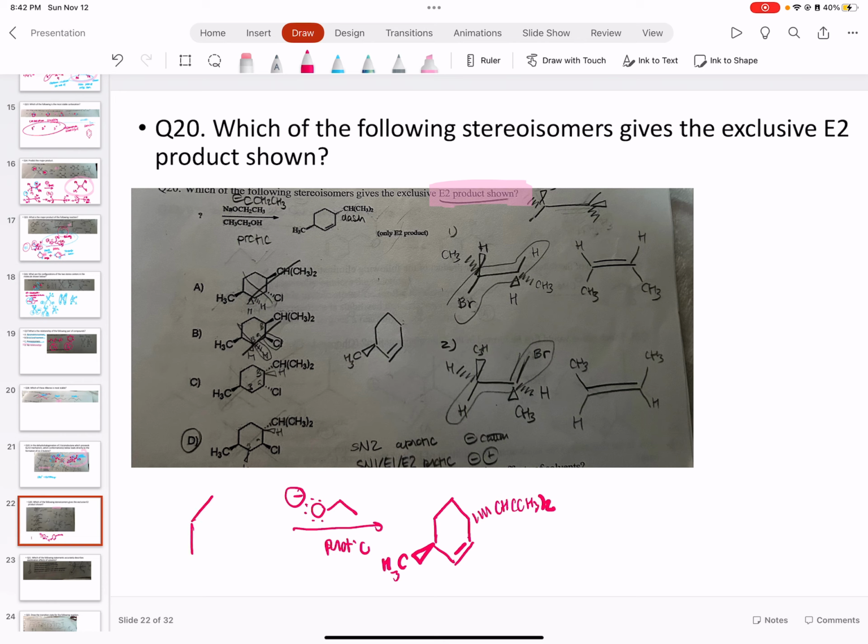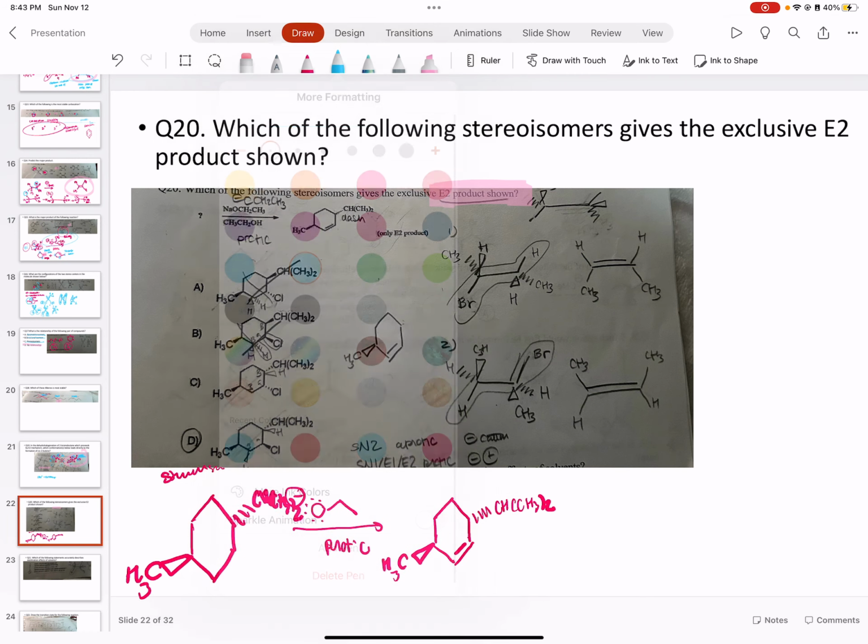Okay, so then let's see. They want us to find what stereoisomer could give us the product that we're given. So one thing that we know is that we create a double bond between our alpha and our beta carbon on E2 reactions.